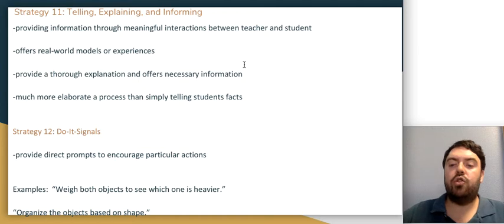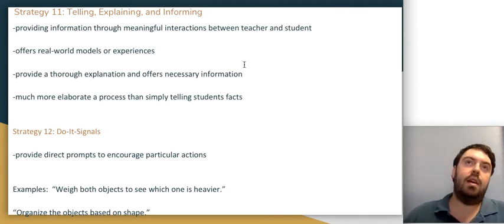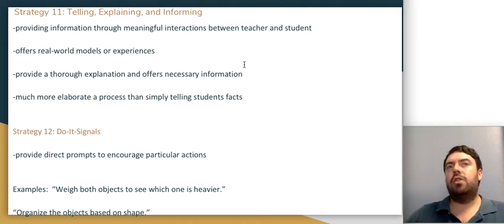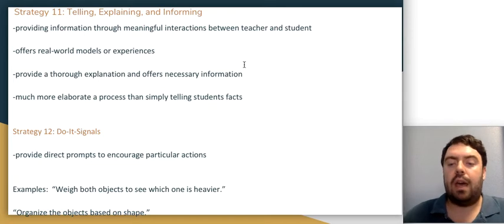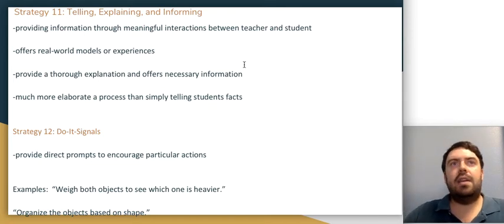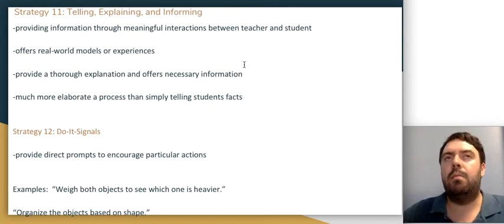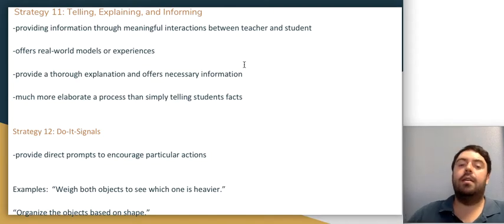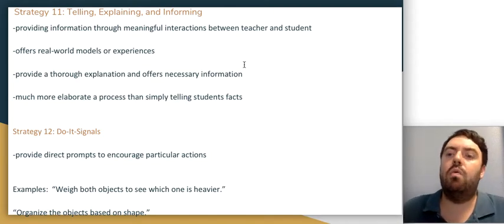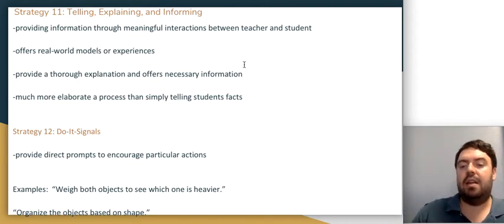A 12th strategy would be a do-it signal. That's basically just providing a polite command that involves academics. Like, how about you try solving this problem in a different way? Or, please summarize what you read in the story. Or, please tell me everything you remember about this topic in science.